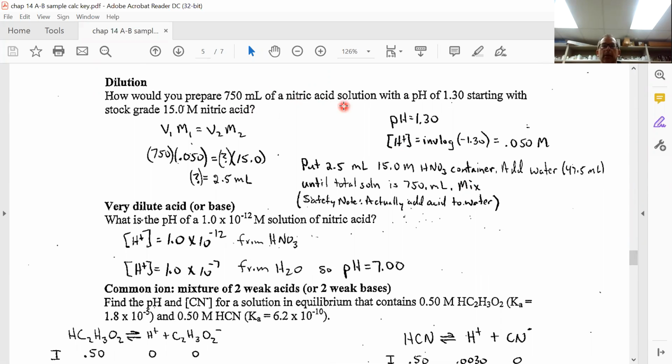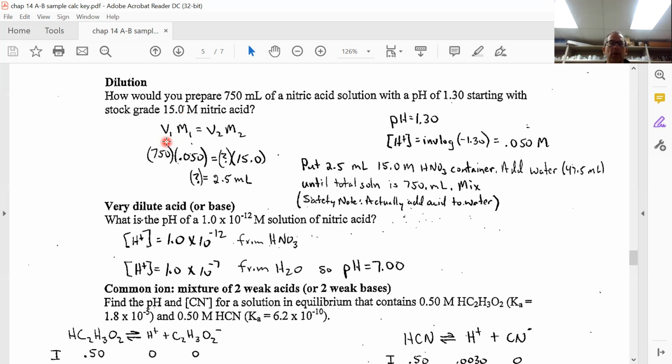We have 750 milliliters of nitric acid. We want a pH of 1.30, and we're going to use stock grade 15 molar. So we're going to find out what volume we need. What is the concentration if I have a pH of 1.30? We can just take the inverse log of negative 1.30, and it gives 0.050. In other words, you're preparing 750 milliliters of 0.050 molar nitric acid from the 15 molar stock grade solution. So it's going to be quite a big dilution here.